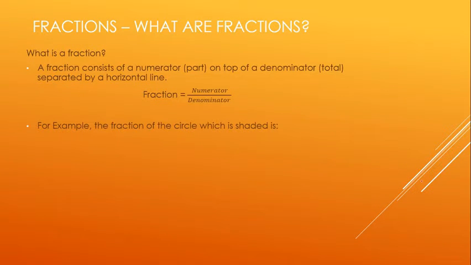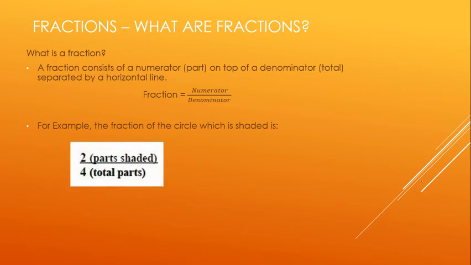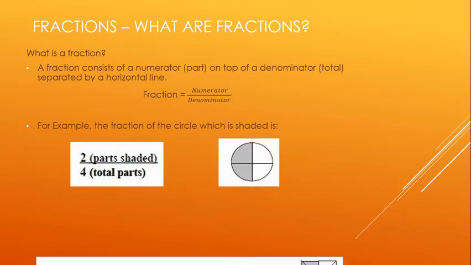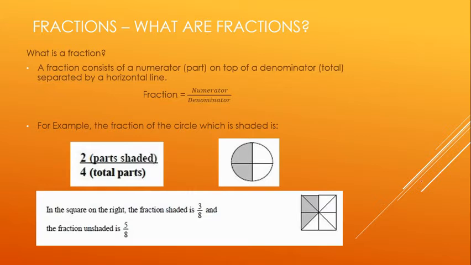For example, the fraction of the circle which is shaded is 2 parts for 4 total parts. In the square on the right, the fraction shaded is 3/8 and the fraction unshaded is 5/8. The total is 8, and then 3 is shaded and 5 is unshaded.